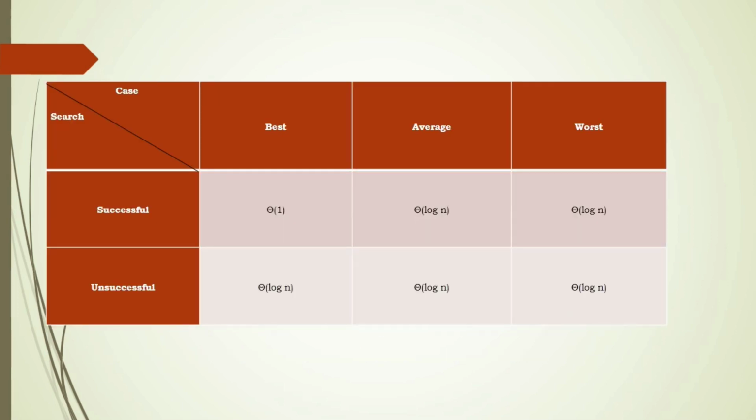So here is the summary of the complexity of the binary search algorithm for both successful as well as unsuccessful cases: best case, average case and worst case. Only in the best case for a successful search is it theta of 1, whereas all the rest are in the order of theta of log n.